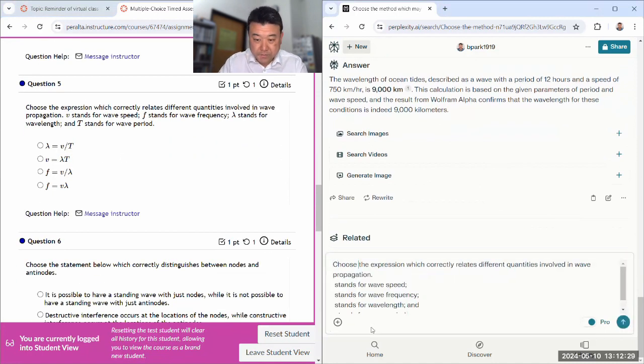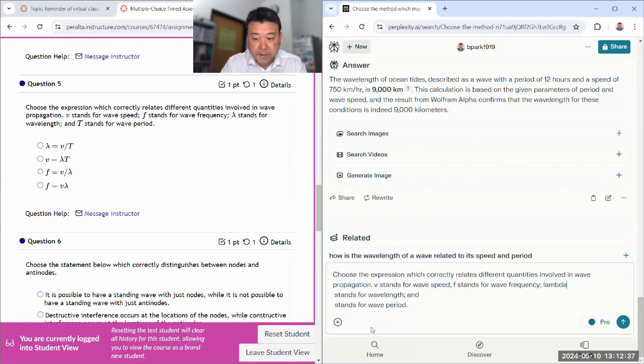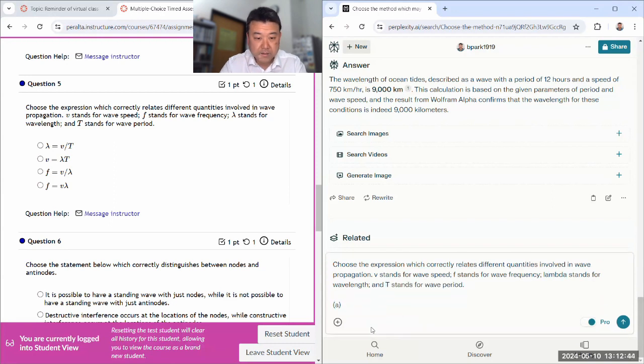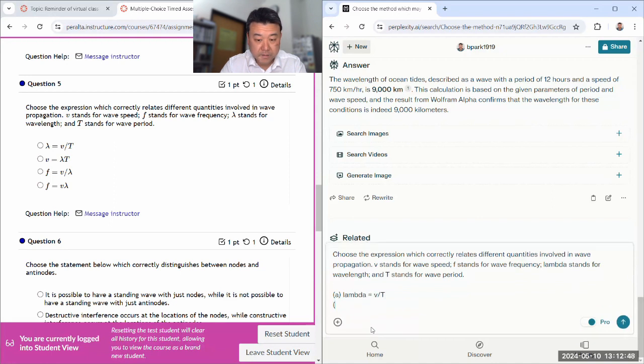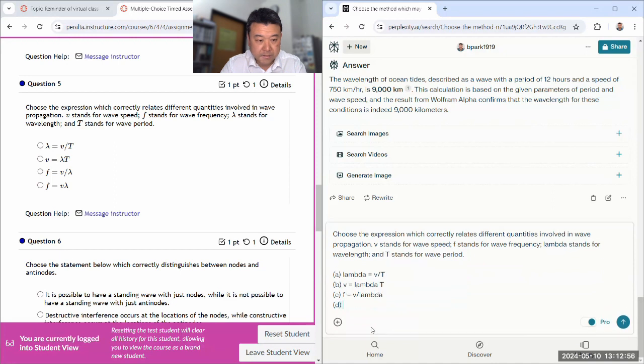All right. Choose the expression which correctly relates quantities in wave propagation. V stands for wave speed, f stands for frequency, lambda stands for wavelength, and T stands for wave period. A: lambda is equal to v over T. B: v is equal to lambda T. C: f is equal to v over lambda T. D: f is equal to v lambda.